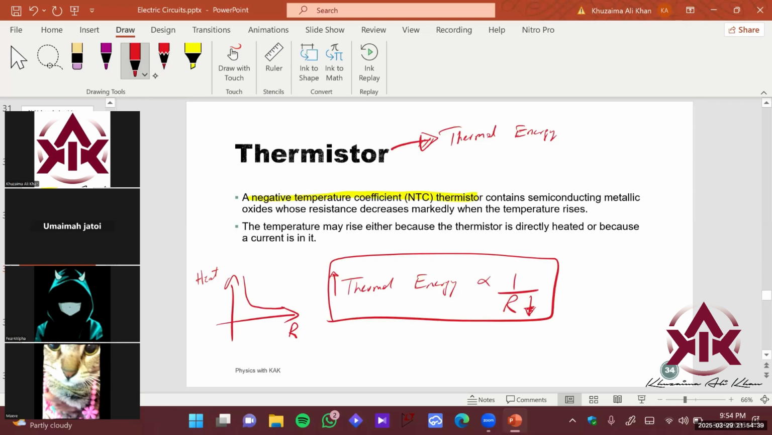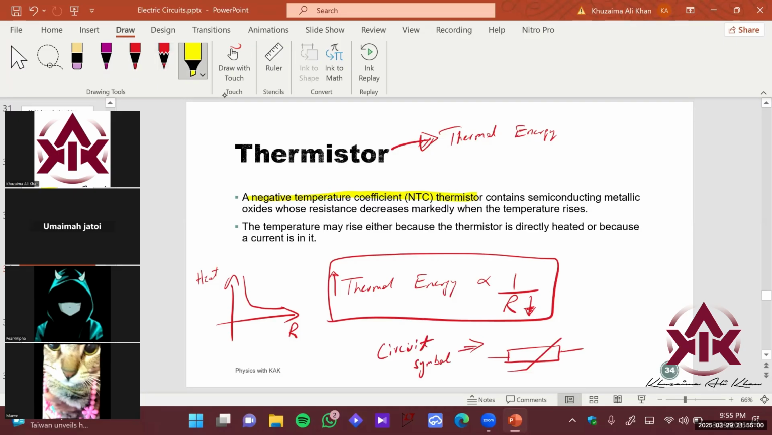So what is the circuit symbol of a thermistor? It is as follows. This is the electrical symbol over here, the circuit symbol that you can use basically to create a circuit.